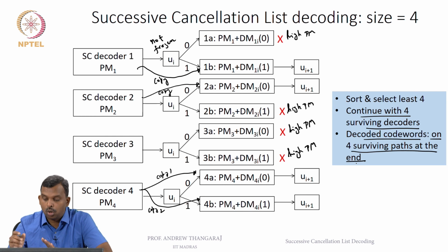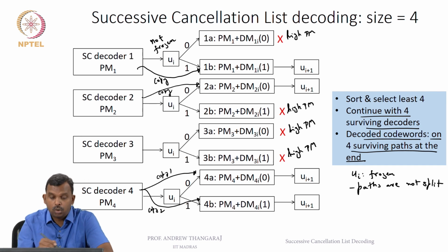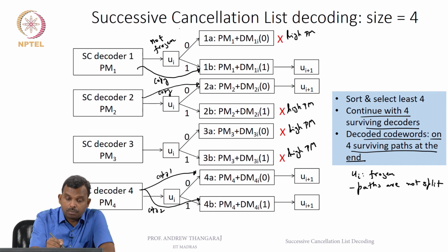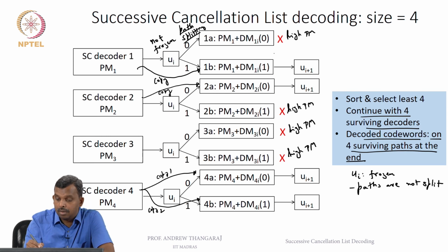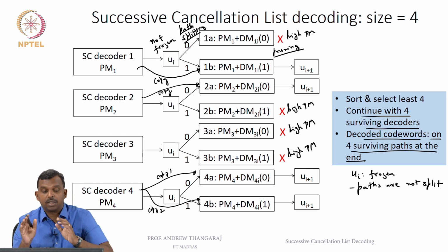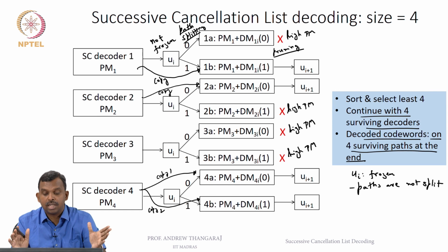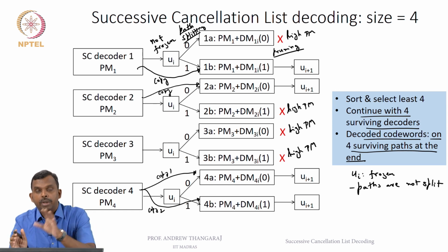Once again, I have not talked about the frozen. If UI is frozen, paths are not split. So, this operation of making 2 decisions is called path splitting. And this is pruning. So, you split the path and expand it into 2 times the original list size, and then you prune it down to bring it back to M.